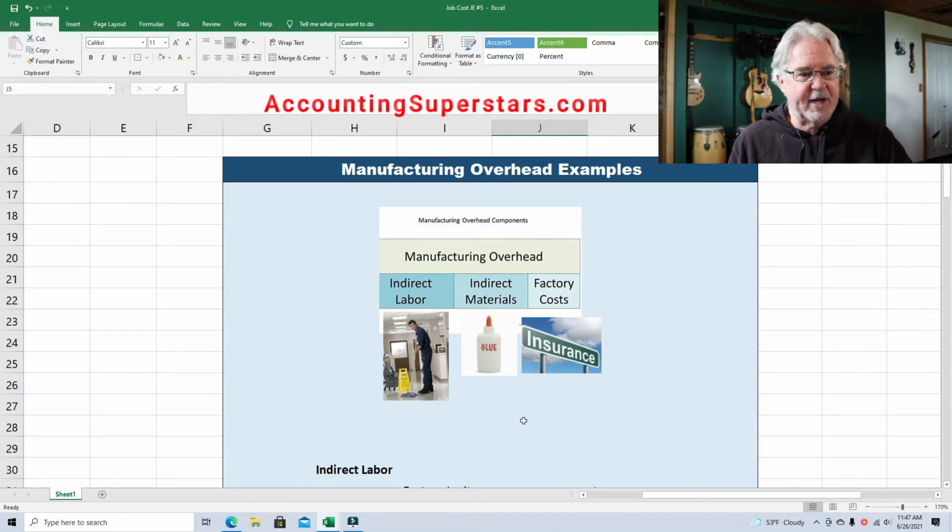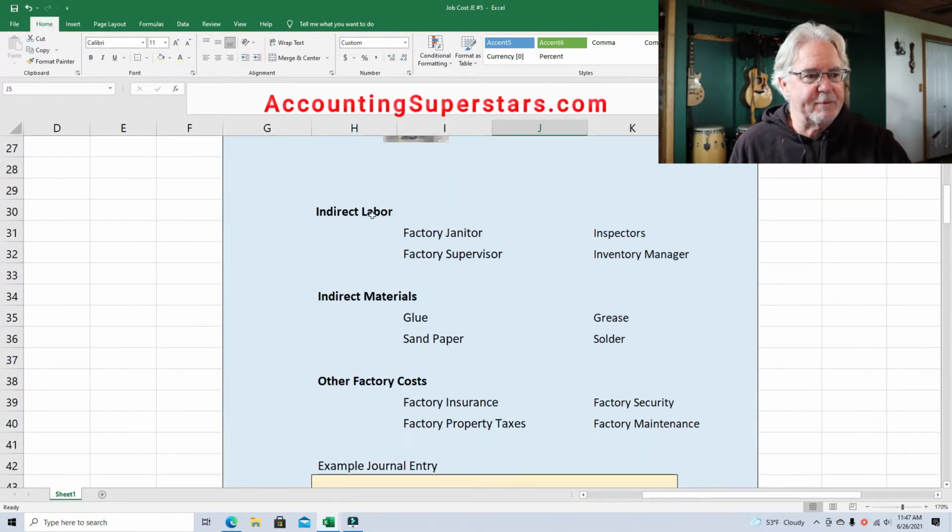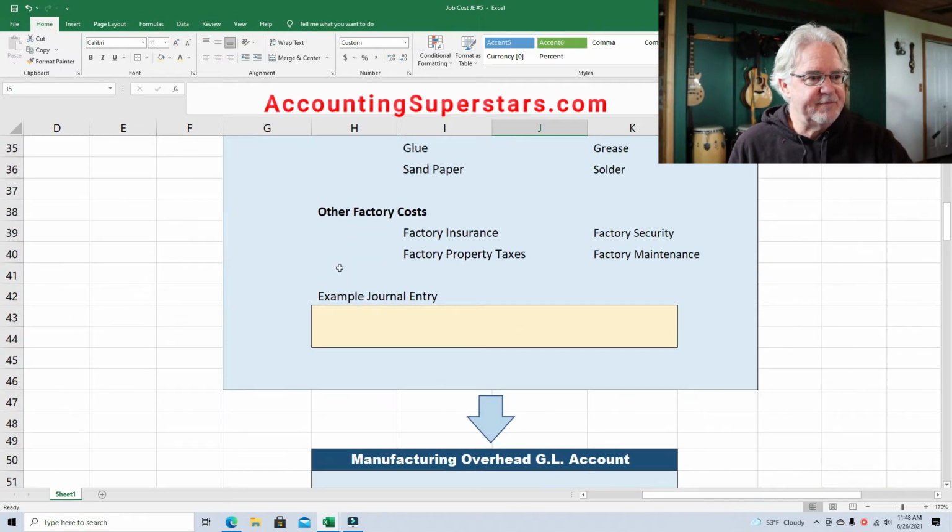And other factory costs, things like insurance, property taxes, heating the building, and so on and so forth. There's a lot of things. I wrote down some examples here real quick: indirect labor, factory janitor, factory supervisor, inspectors, inventory manager; indirect materials, glue, sandpaper, grease, solder; and other factory costs, things like factory insurance, factory property taxes, factory security, factory maintenance.